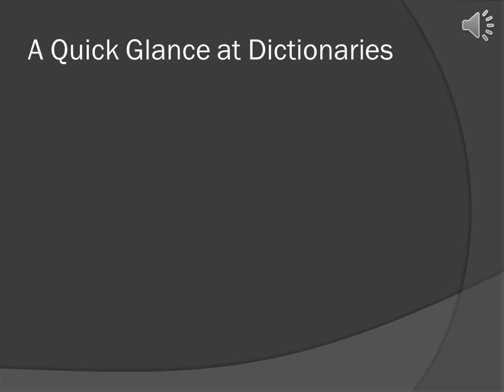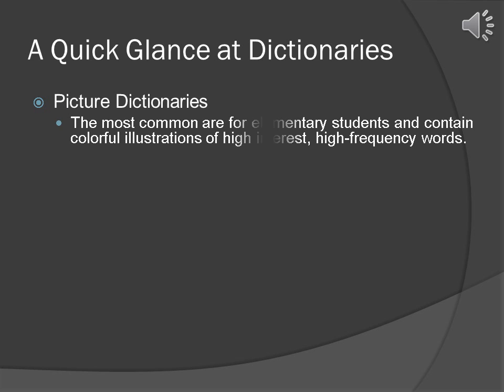Let's take a quick glance at dictionaries. There are 3 types of dictionaries. One is the picture dictionary. It's most commonly found in elementary schools and contains colorful illustrations of high interest and high frequency words.